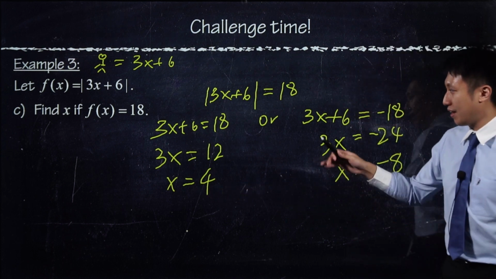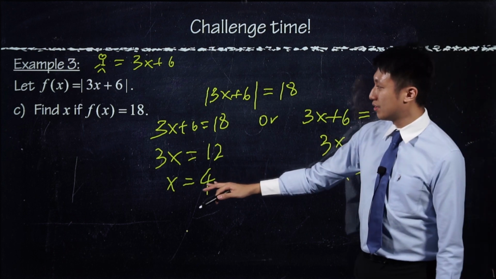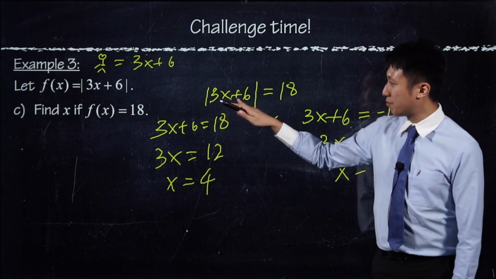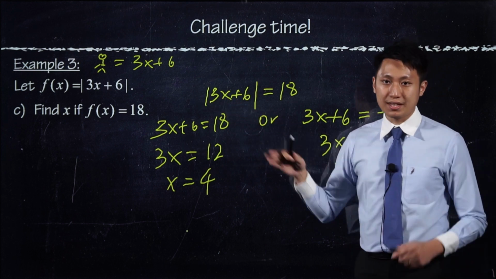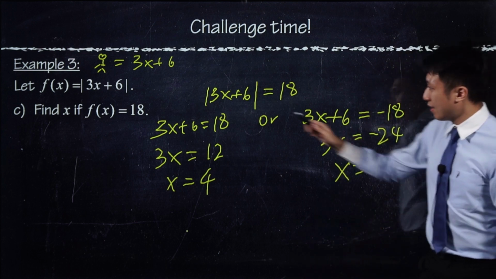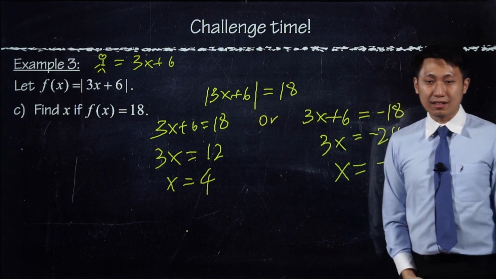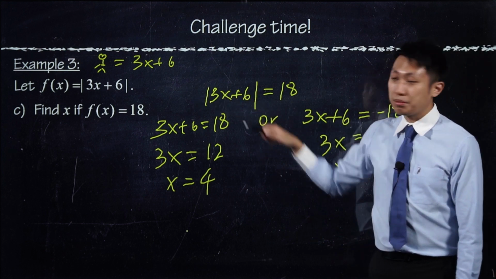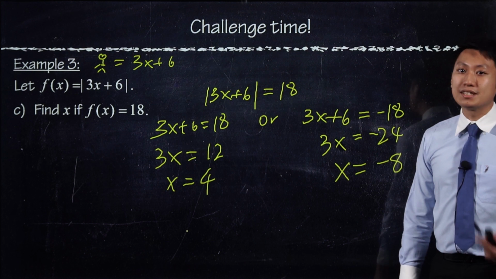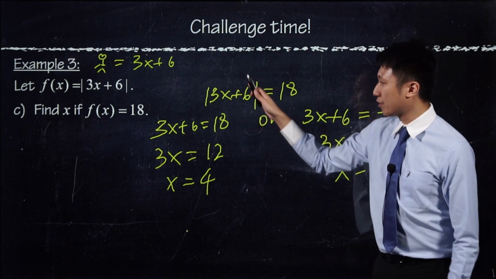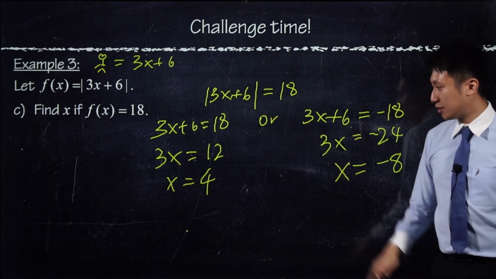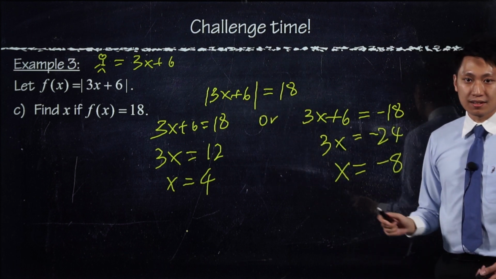It's fine. And if you don't believe it, what do you do? Substitute back and see whether you get it or not. Very easy. 4 substituted back: 12 plus 6, 18. Modulus of 18 is still 18. The other side gives you negative 8. 3 times negative 8 is negative 24. Negative 24 plus 6 is negative 18. Then you take modulus, it's 18. So it's satisfied, left hand side equals right hand side. So both of these are the answers.